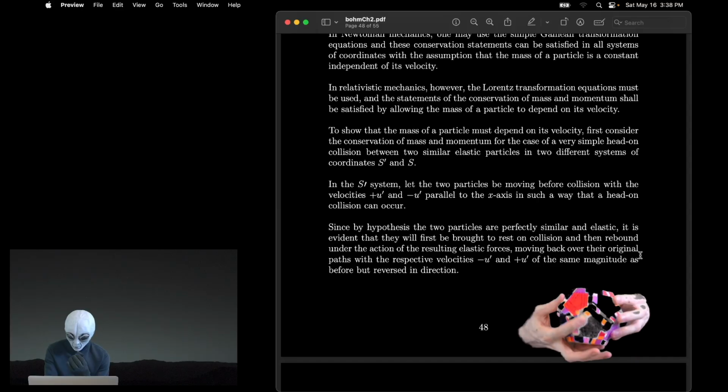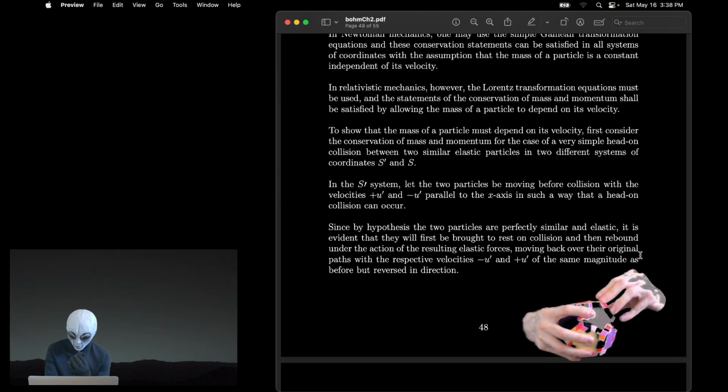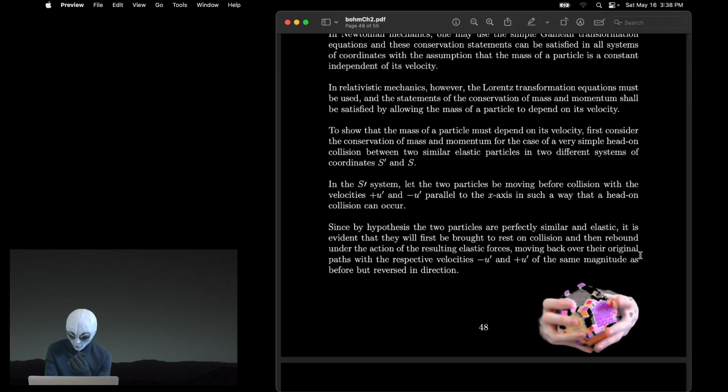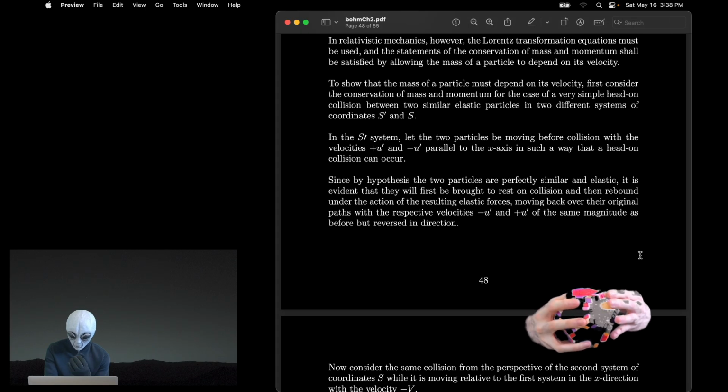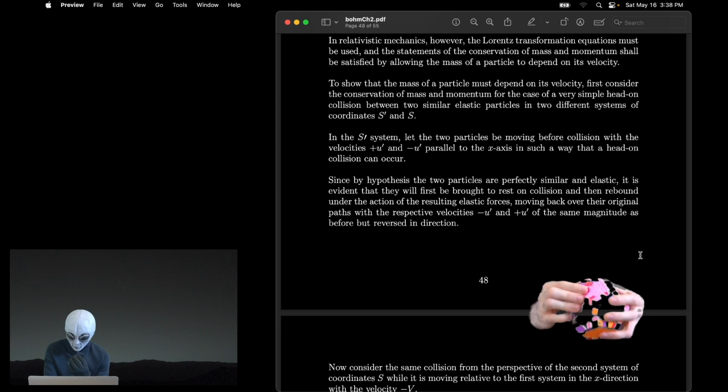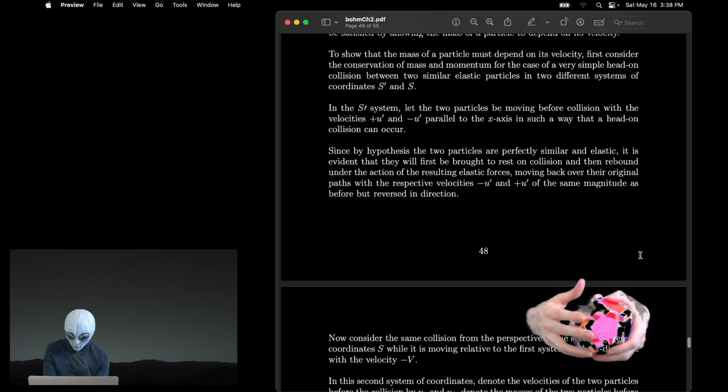To show that the mass of a particle must depend on its velocity, first consider the conservation of mass and momentum for the case of a very simple head-on collision between two similar elastic particles in two different systems of coordinates, S prime and S. In the S prime system, let the two particles be moving before collision with the velocities positive u prime and negative u prime parallel to the x-axis in such a way that a head-on collision can occur.